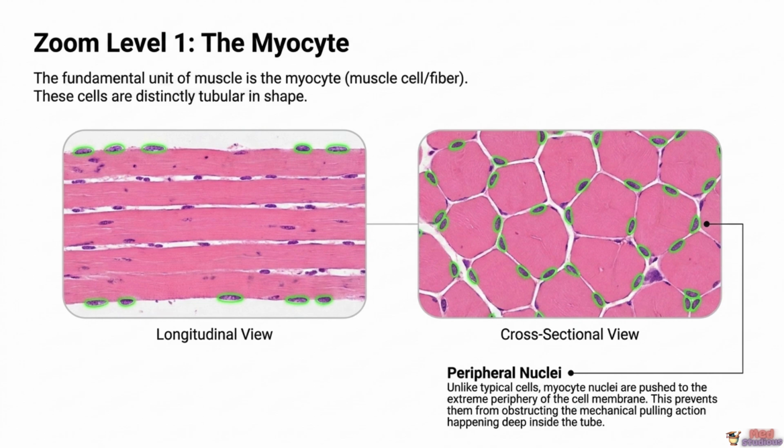In a standard cell, the nucleus sits right in the center. But in a skeletal myocyte, you will see dozens of dark purple nuclei squeezed aggressively against the extreme outer edge, right against the cell membrane. Why? This is an incredible evolutionary adaptation. The interior of the myocyte is absolutely packed to the brim with sliding protein engines. By pushing the bulky nuclei to the extreme periphery, the cell ensures they do not physically obstruct or get crushed by the massive, violent mechanical pulling action happening deep inside the tube.